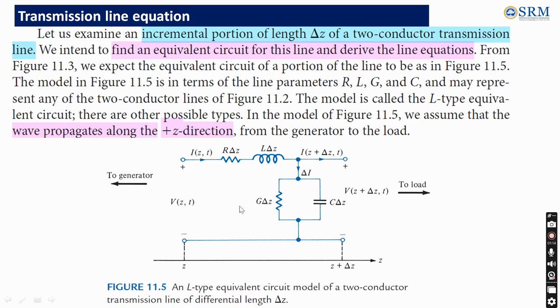We are going to examine this small portion del Z of a two-conductor transmission line, and we are going to find the line equations here. Here the wave propagates along the positive Z direction from the generator to the load. So the generated voltage and current are represented by V of Z comma T and I of Z comma T, and all the transmission line parameters R, L, G, C are represented by means of its incremental portion of length del Z. And at this junction, del I current flows into this parallel combination, and to the load I of Z plus del Z comma T current flows.